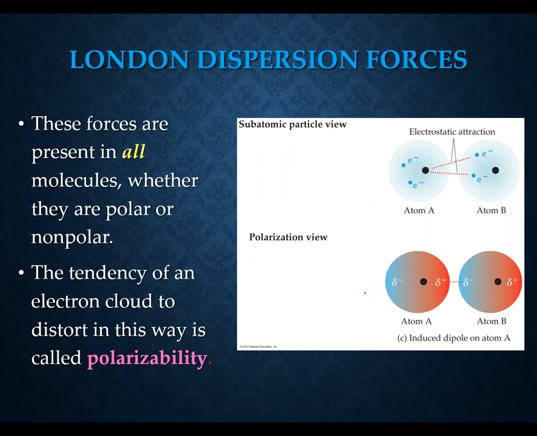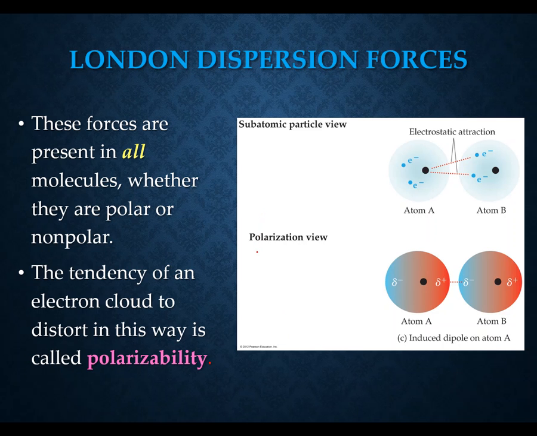And all of these forces, of course, are present in anything with an electron cloud. So even water, that we know is polar and has hydrogen bonding, also has London dispersion forces. So it's the bottom of the rung. Everything with an electron cloud possesses London dispersion forces.